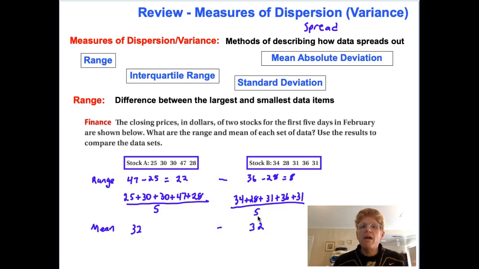So in order to compare these two, we find that our ranges are rather different, right? They have a broader range. The data is spread out more, but the mean, the center of the data, is the same. So our measures of spread or dispersion are different from our measures of center.